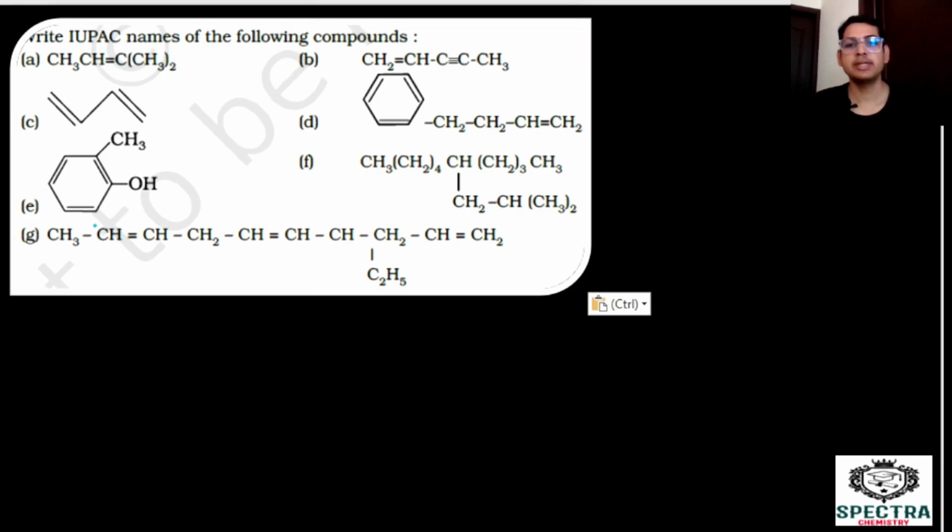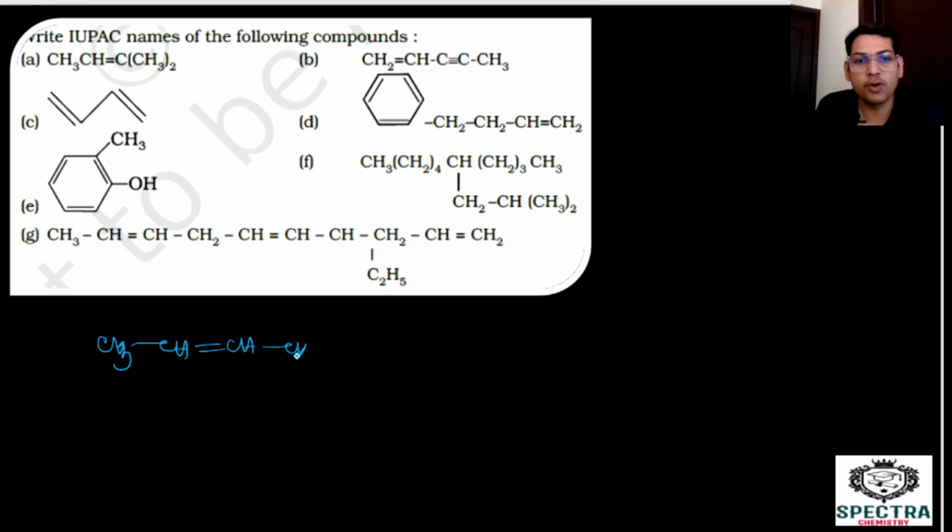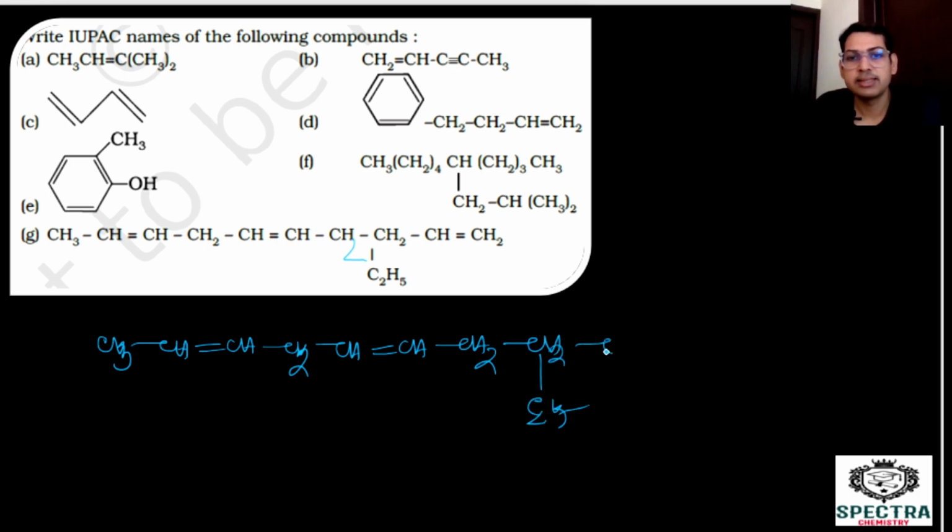Yes. So you see, F I have to do. Sir, first write this molecule, right? Yes. Let's write this molecule. So it is given CH3, CH double bond, CH bond, CH2, CH double bond, CH bond, CH. I think this should be CH2. They have made a mistake. CH2, C2H5, CH double bond, CH2. It's a big molecule, but it's very easy.